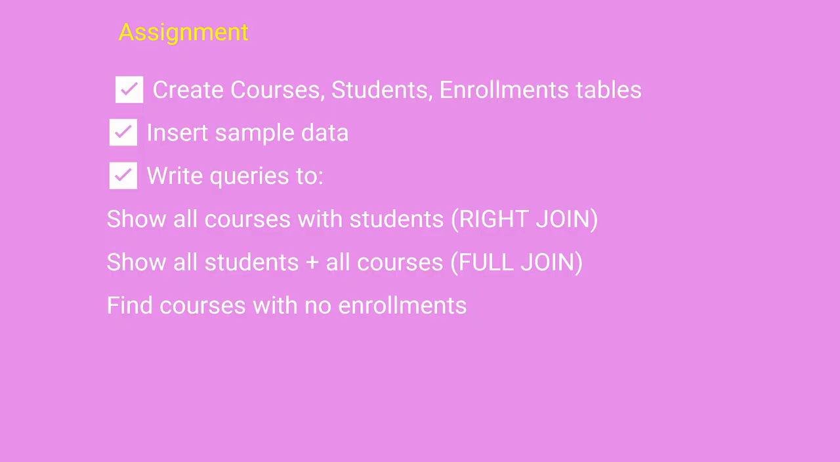Your assignment: create courses, students, and enrollments tables. Insert sample data. Then write queries to show all courses with the students using right join, all students and courses using full join, and find courses with no enrollments.